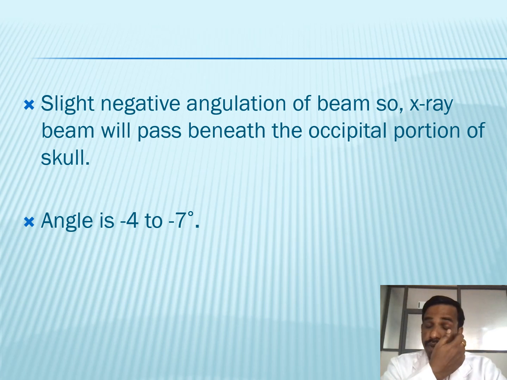So when you imagine vertically, there will be a slight negative angulation beneath the occipital portion of the skull. It's around -4 to -7 degrees.